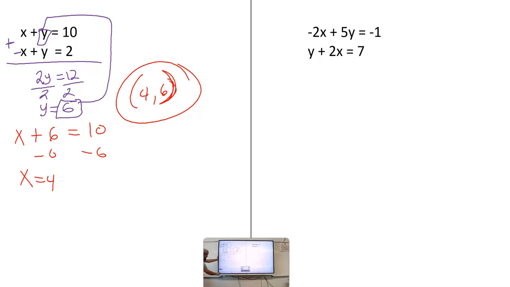Okay, looking over on the right side of the screen. Are they all lined up? They are not lined up. So I'm going to take this 2x and this y, and I'm going to switch places. So we have a positive 2x and a positive y, and the 7 still stays there.